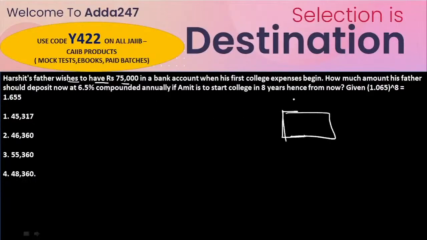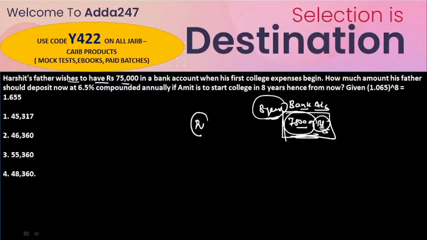Harshit's father wants that in his bank account, 75,000 rupees would be available 8 years from now. So for that, what value should he deposit into the bank account so that at 6.5% interest compounded annually, in 8 years this amount would become 75,000 rupees?